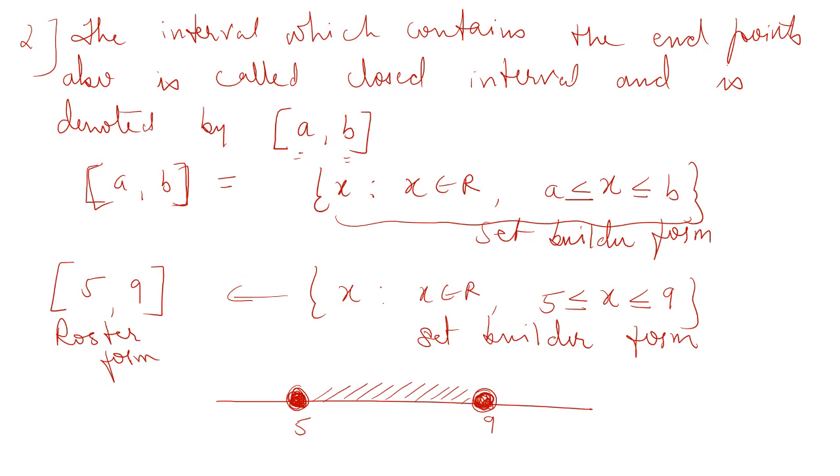And this is the roster form. This one is called the set builder form. And closed interval means what? The interval which contains the endpoints also is called a closed interval and is denoted by this symbol. So whenever you find it like this, it means it is a closed interval: all the numbers in between A and B, including A and B.